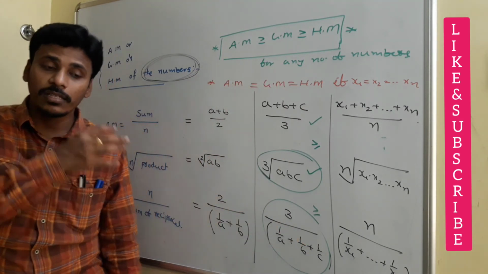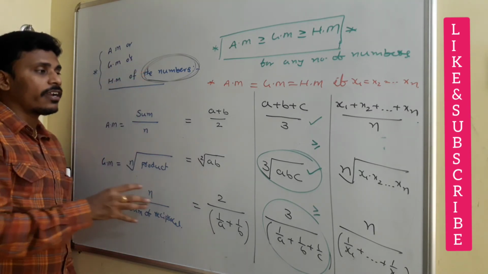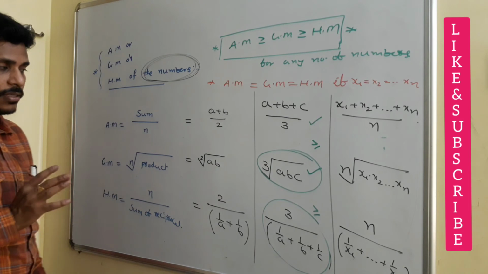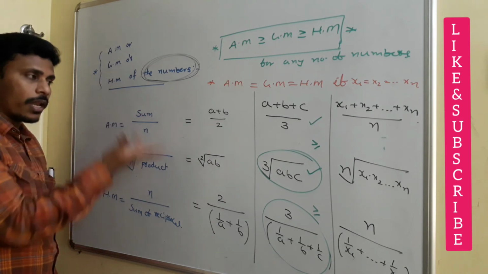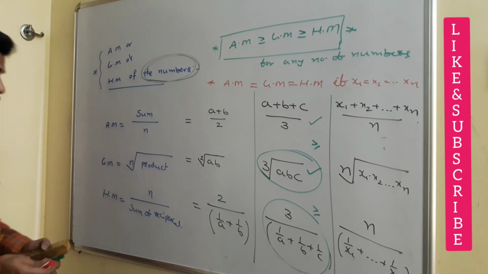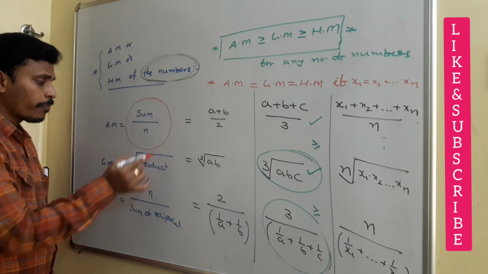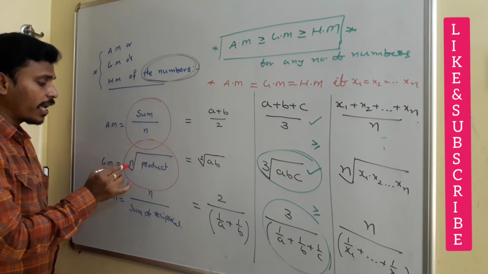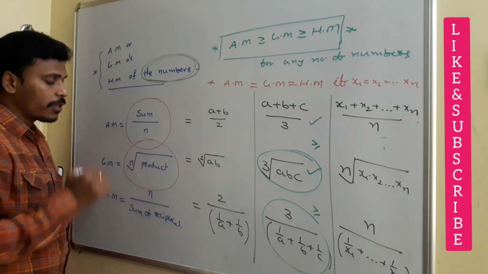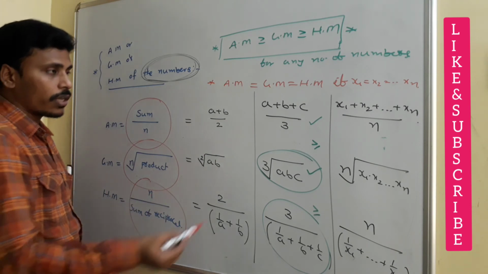I told you that this is somewhat different from the concepts of sequences, but it is a basic general definition. Everywhere we can utilize it: the arithmetic mean of the numbers, geometric mean of the numbers, harmonic mean of the numbers. This is such a general definition. Arithmetic mean is the sum of the numbers divided by n, geometric mean is the nth root of the product, where n indicates the number of values, and harmonic mean is n divided by the sum of the reciprocals, like that.